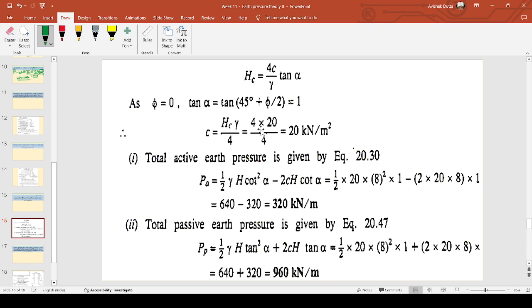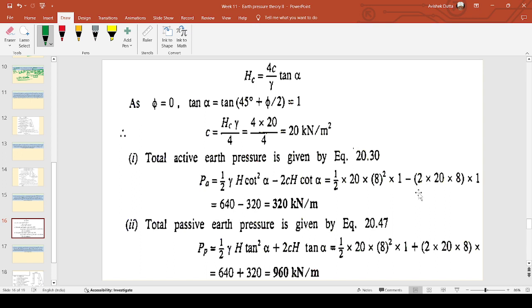So for the active earth pressure, you have to use this formula, half gamma h square cot square alpha. Cot alpha is 1, so half gamma h square, gamma h square, minus 2ch. So 8 into 8, 64 into 10, 640, yes, it is correct. Then 20 into 8 into 2, 320 here. Sir, they have forgotten 2c square by gamma.